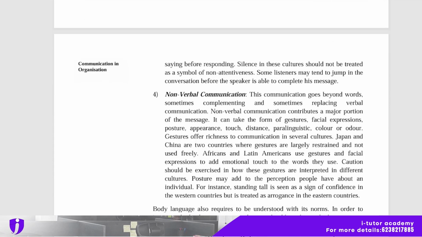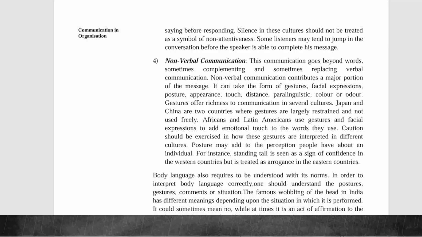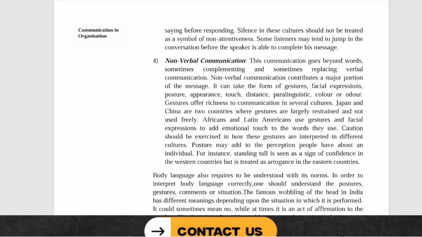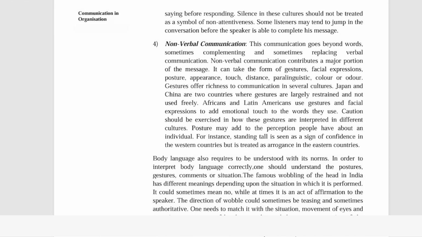Nonverbal communication. This communication goes beyond words, sometimes completing and sometimes replacing verbal communication. Nonverbal communication contributes a major portion of the message. It can take the form of gestures, facial expressions, posture, appearance, touch, distance, paralinguistics, color, or order. Gestures offer a richness to communication in several cultures. Japan and China are two countries where gestures are largely restrained and not used freely.